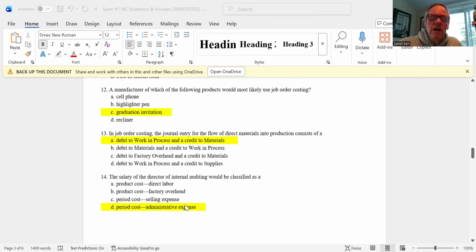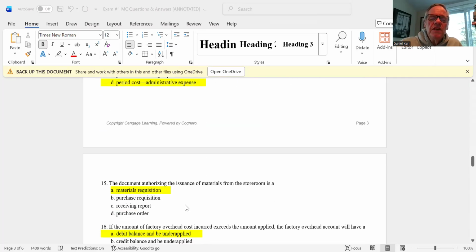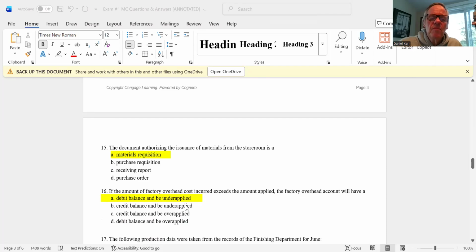14. The salary of the director of internal audit would be a period cost or administrative expense. It's not directly part of the cost of producing the product. Costs that are not part of the cost of producing the product are called period costs. So the answer there would be period cost, administrative expense. 15. The document authorizing the issuance of materials from the storeroom is a materials requisition form. So the answer there is A.